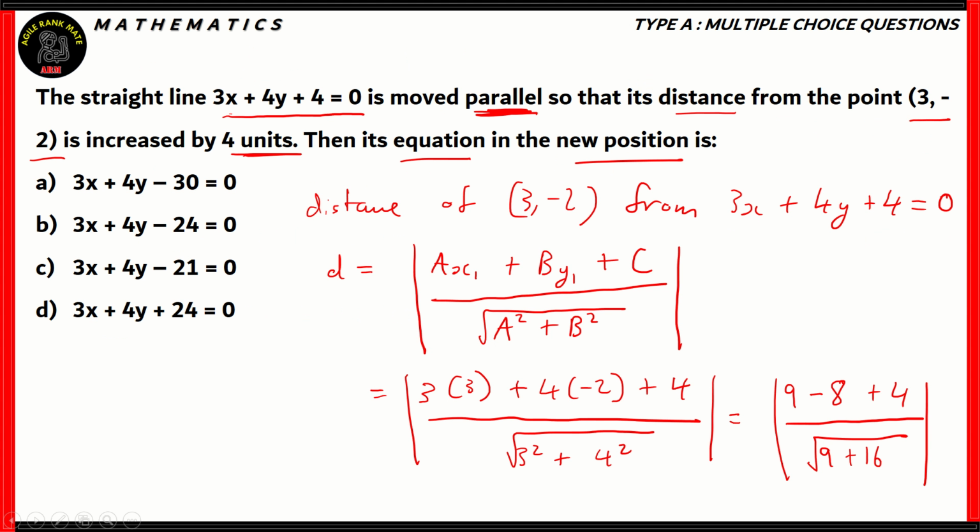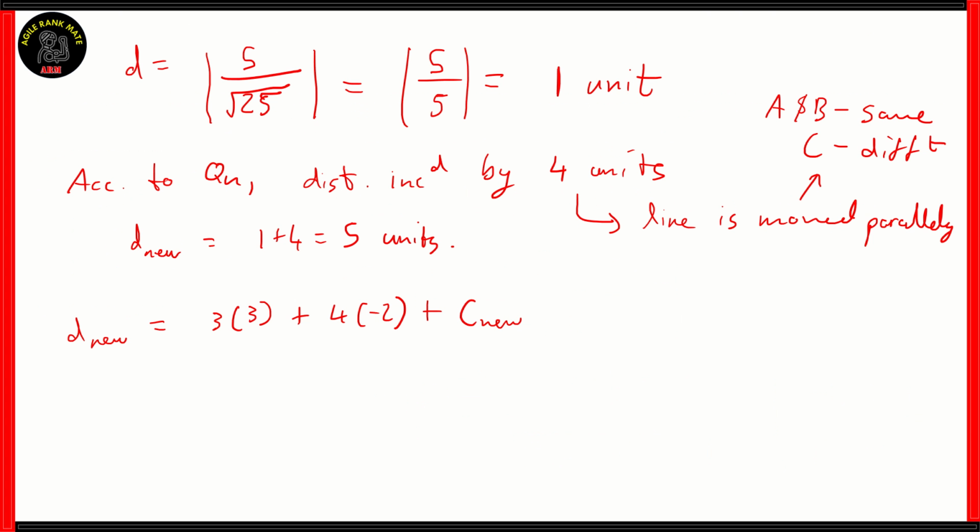So basically we need to find the equation in the new position, and for that we need to find out C. If you look at the options, you can see that all of them have the same coefficients for x and y. It's the constant that changes. We need to find the constant first, and by finding the constant, we can find out what the equation is.